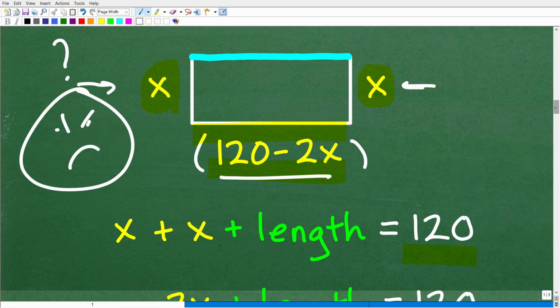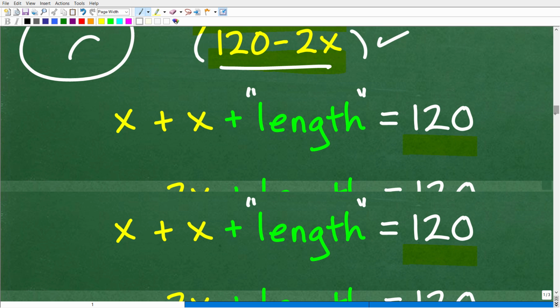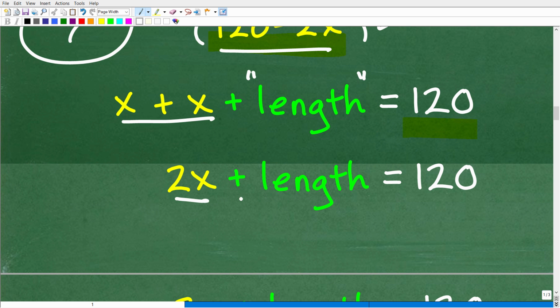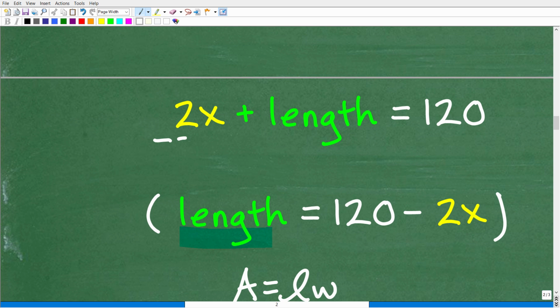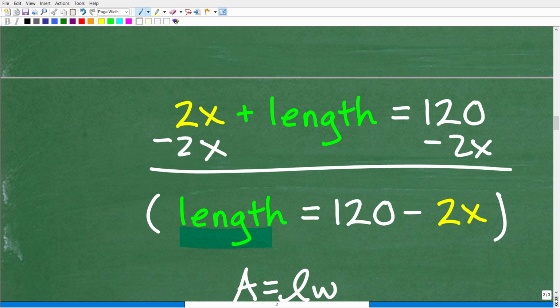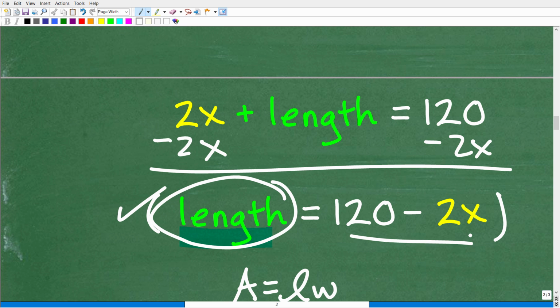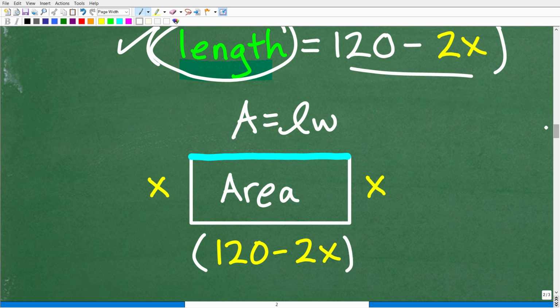So we could just solve for the quote-unquote length. And whatever expression is left is this 120 minus 2x. Let me show you what I'm talking about right now. So x plus x is 2x, so 2x plus the length is 120. So I can solve for the length by subtracting 2x from both sides of the equation. If I subtract 2x from both sides, I'm left with the length is equal to 120 minus 2x. So you see that right there? The length of this rectangle is this expression right here, 120 minus 2x. So that's how we come up with our 120 minus 2x.